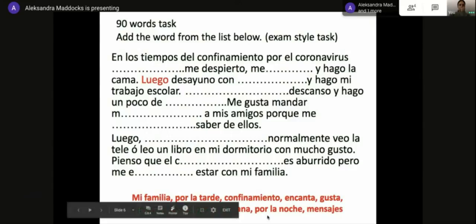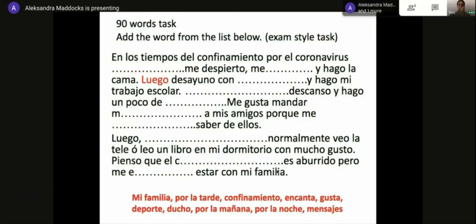I would always advise my students to look at the words that you have to put in the gaps, that you look at the choice first. So we have mi familia, por la tarde. I'm looking at the words in red: confinamiento, encanta, gusta, deporte, ducho, por la mañana, por la tarde, por la noche, mensajes. So I've got my family, in the afternoon, confinement, encanta as a part of me encanta, the part love, gusta, the part of like, deporte, sport, ducho, something to do with the shower, por la mañana, in the morning, por la noche, in the evening, and mensajes, messages.